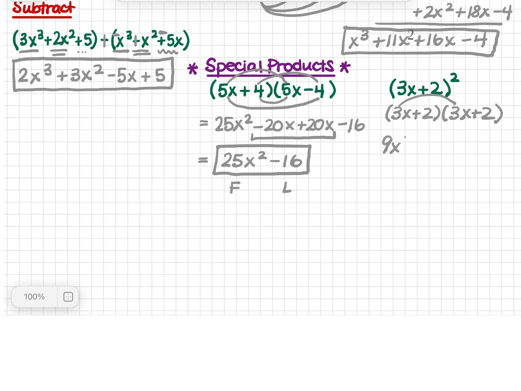FOILing. First. Outside. Inside. And last.